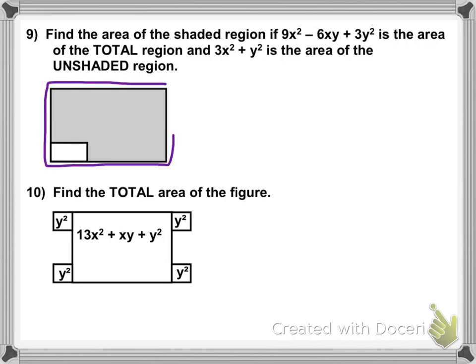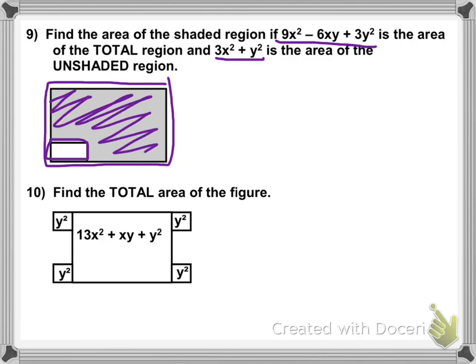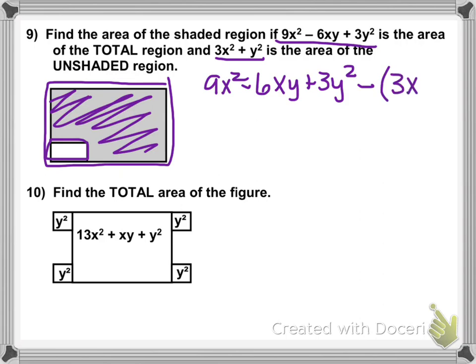So the entire rectangle has this area, and then this 3x squared plus y squared is the area of this little part, okay? So if we take out that little part from the whole region, the shaded part will be what's left, which is what we're trying to find the area of. So we're going to start with the whole region, which is the 9x squared minus 6xy plus 3y squared. And we're going to subtract the little white region, which is 3x squared plus y squared.